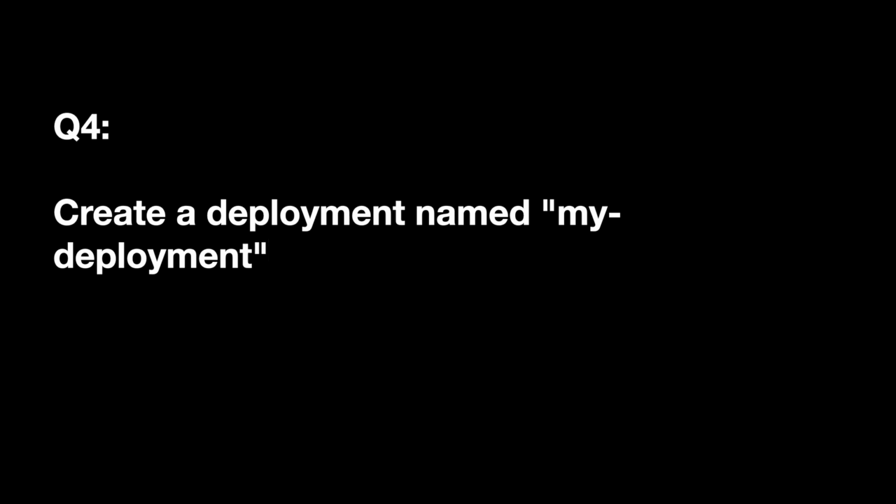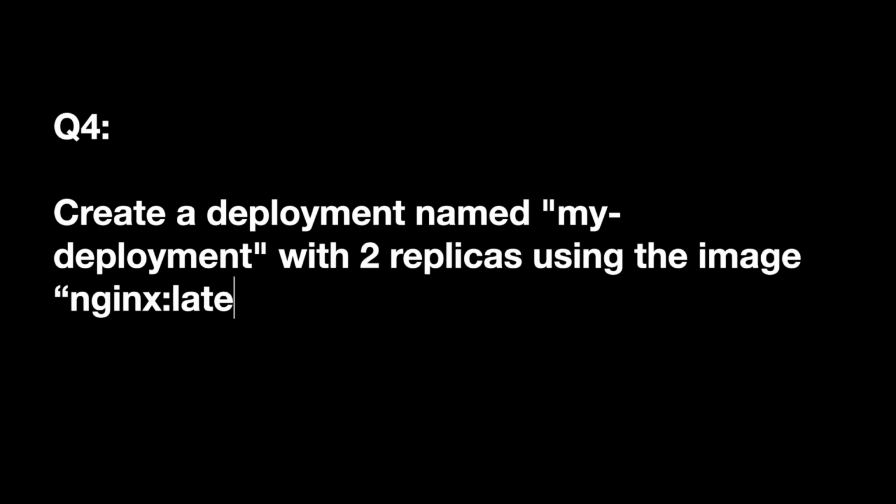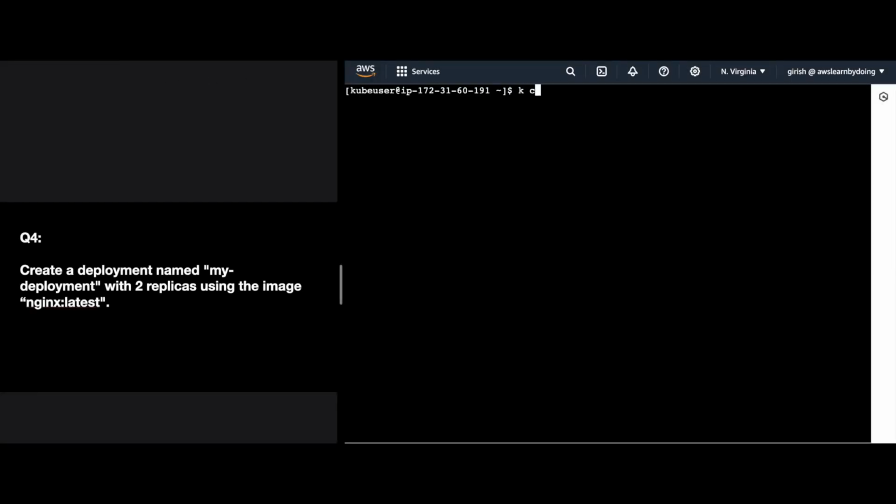Question 4. Create a deployment named my deployment with two replicas using the image nginx latest. Okay, let's create the deployment. k create deployment. You can even write deploy in a short form. my deployment, image nginx latest, replicas 2. Okay, so the deployment is created.